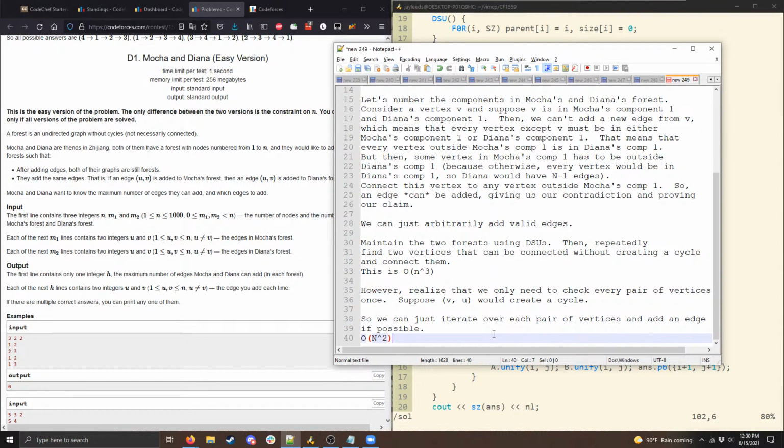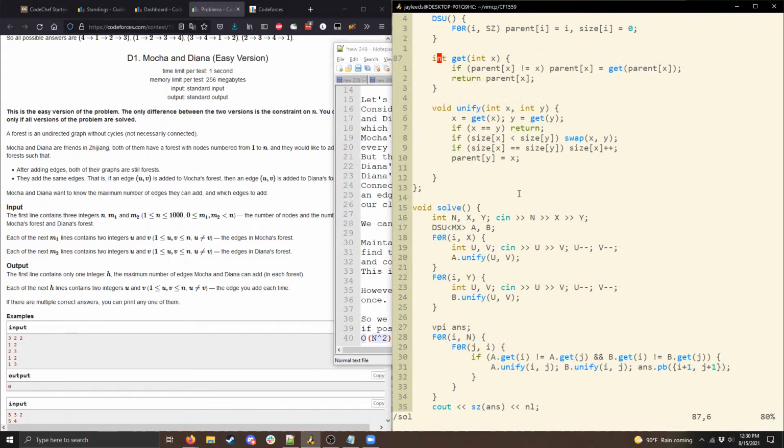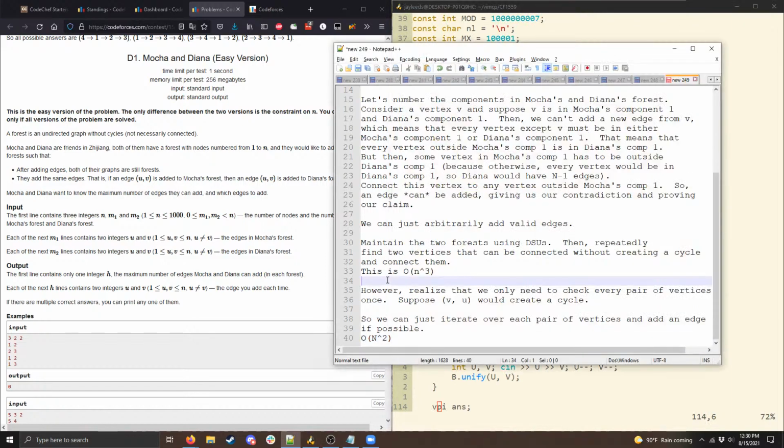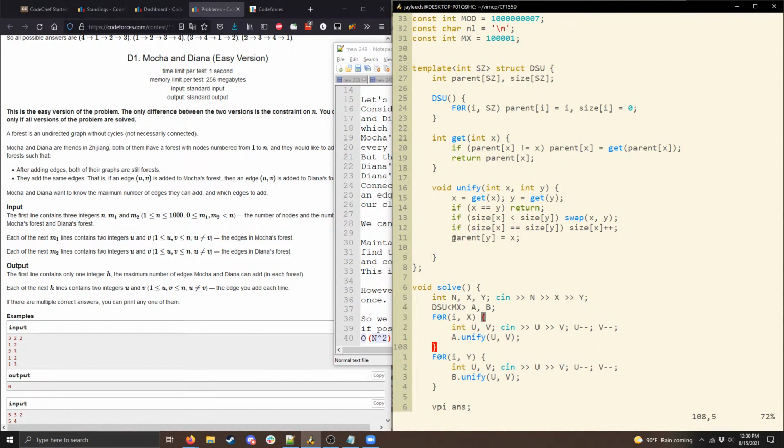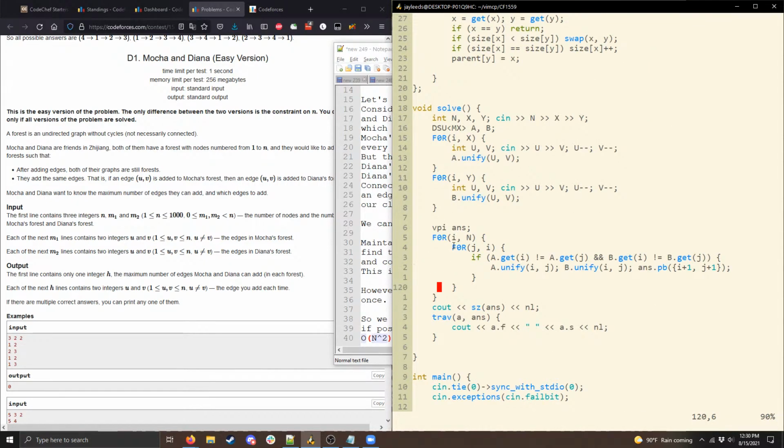Someone mentioned O(n^2 log n), and that would be the case if your DSU wasn't quite fully optimized. But using path compression and union by rank, DSU is effectively O(1). So this is just O(n^2). The other nice thing is that the code is really simple. I use A as the DSU for Mocha and B as the DSU for Diana. I build the DSUs, and then I iterate over every pair. If they're in different components in both graphs, I unify them and add this edge to the answer. Very straightforward.